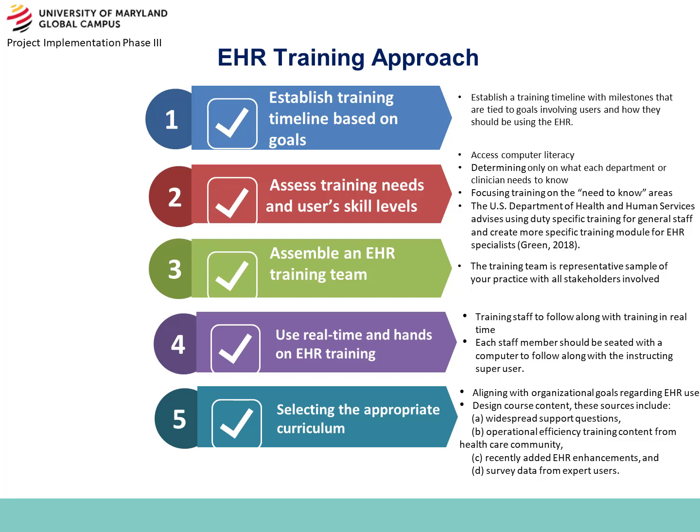The next item we want to do is assess the training needs and user skill levels. We want to assess the computer literacy. We want to identify what each department needs to know, and we really want to focus on those need-to-know areas. The Department of Health and Human Services advises that training only on the specific duties instead of general training for staff will create more effective training comprehension.